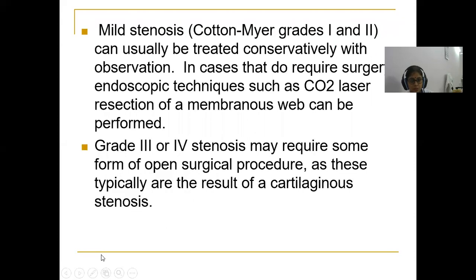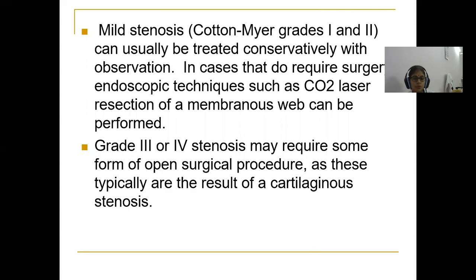So mild stenosis, Cotton-Myer grade 1 and 2, that is less than 70% airway obstruction, can usually be treated conservatively with observation. In cases that do require surgery, endoscopic techniques such as CO2 laser resection of a membranous web can be performed.